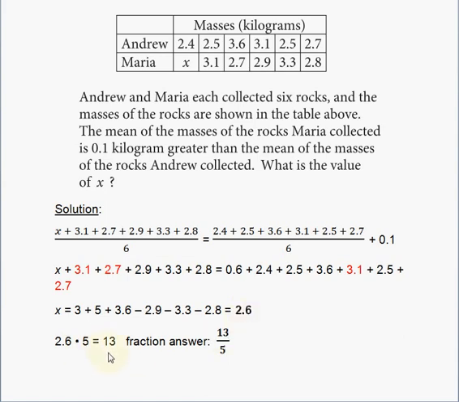Okay? So now you know that if 2.6 times 5 is 13, then the fractional answer equivalent to this decimal answer of 2.6 is going to be 13 over 5, right? Because 13 divided by 5, you get 2.6. Okay, so this is a valid fraction answer that you can use.